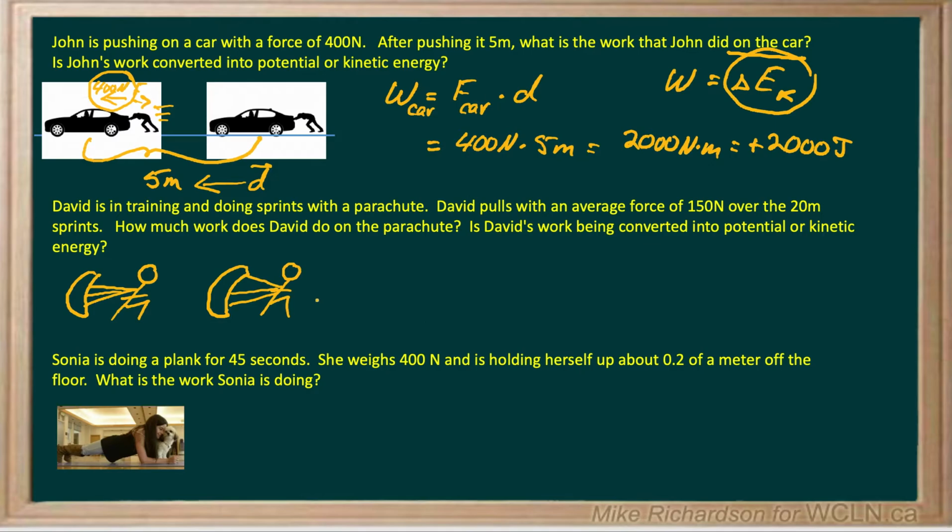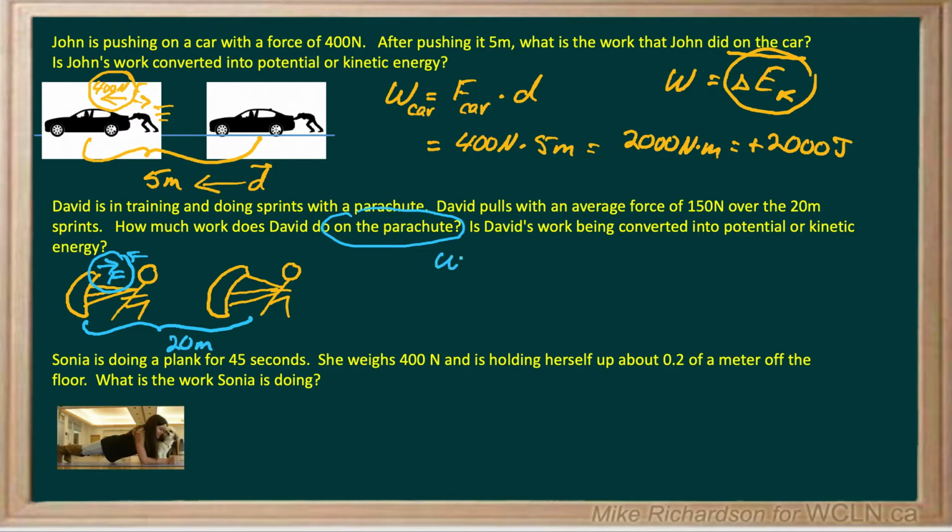Question 2. David is training and doing sprints with a parachute. Pulls with an average of 150 newtons of force over 20 meters. How much work does David do on the parachute? So again, Newton's third law, the parachute is pulling back on David with some force, and David is pulling the parachute to the right in my picture with an equal and opposite force. It's the force that acts on the parachute that we care about, and that force is present for 20 meters.